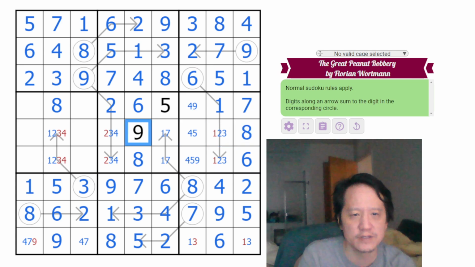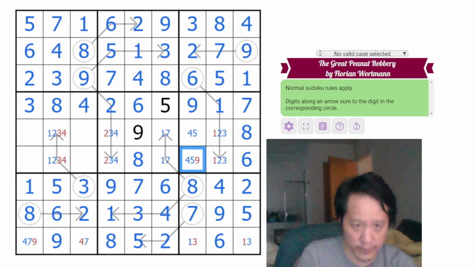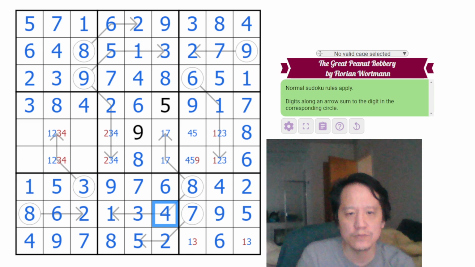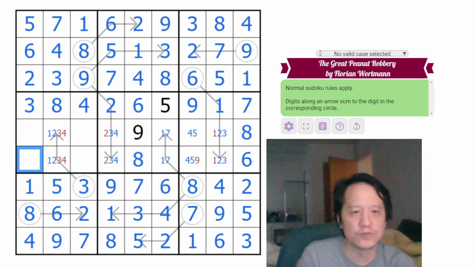This is 2 and 3. This is 2 and 3. 3 has to be here. It's 3. This is 4 and 9. So this is 4 and 9. This is 7, 4. This is 1 and 3. This is what? 9 and 7. So this is 9 and 7.